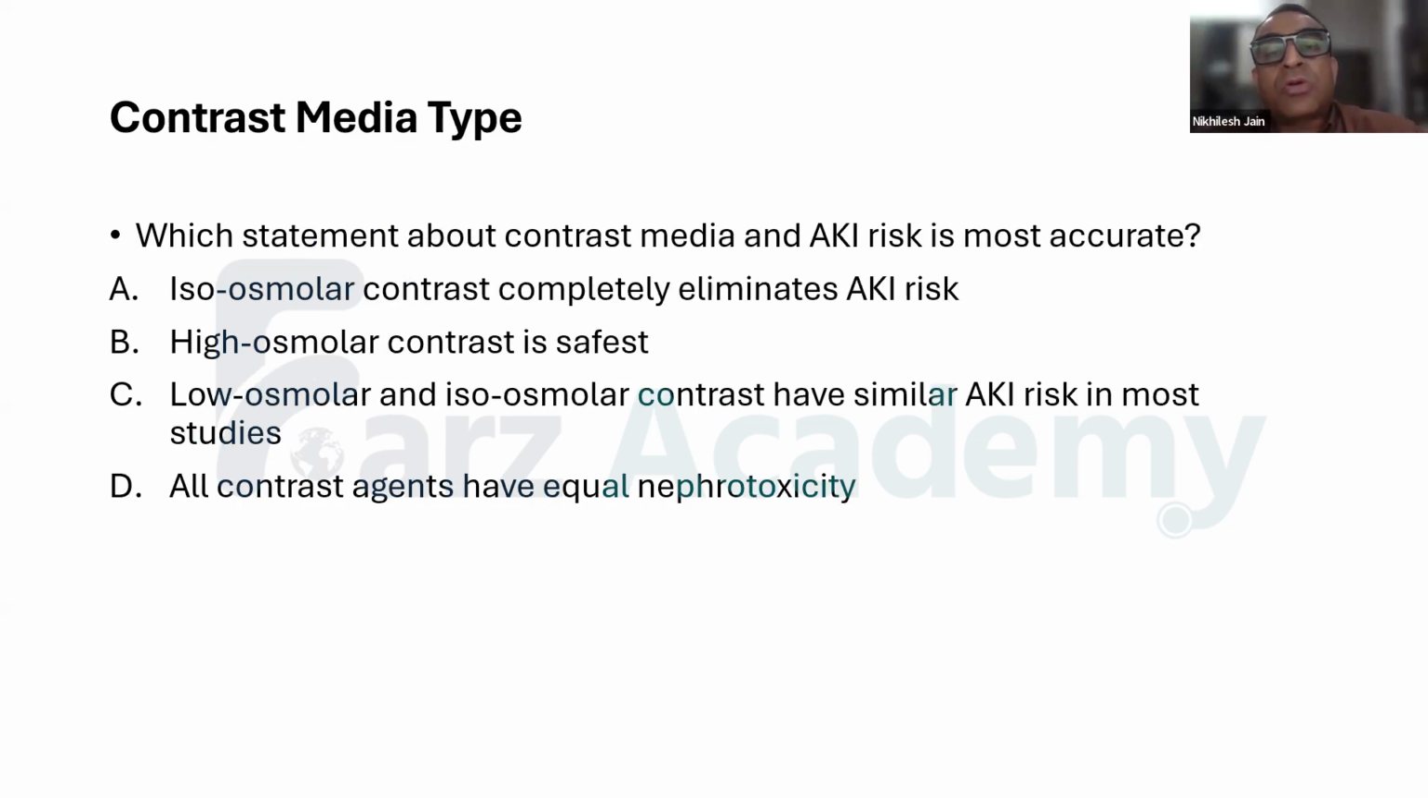So, which statement about contrast media and the acute kidney injury risk is most accurate? First option is isoosmolar contrast, which completely eliminates AKI risk. Second is high osmolar contrast, which is safest. Third is low osmolar and isoosmolar contrast, which have similar AKI risk in most studies. And D is, of course, all contrast agents have got equal nephrotoxicity. So can you put the answers in the chat?